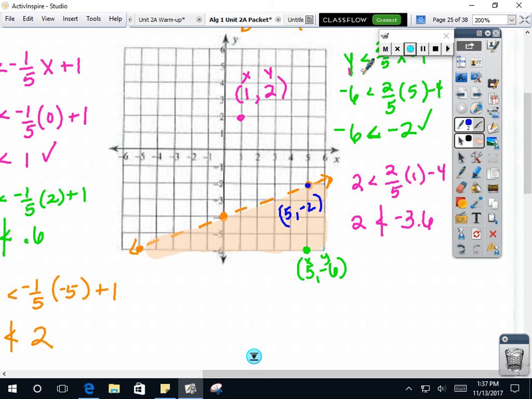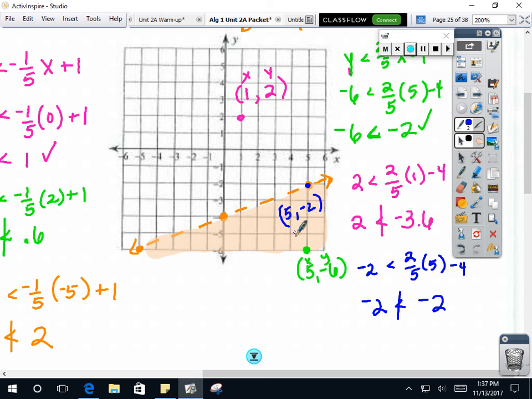Okay, the negative 2 is the y value, so it'll go first. And then the 5 is the x value. And now I'm going to simplify that and see if it makes a true statement. 2/5 times 5 is 2, and 2 minus 4 is negative 2. Is that a true statement? No.